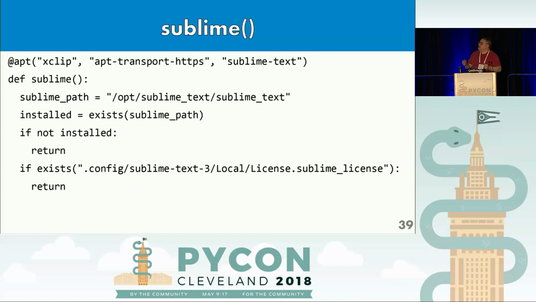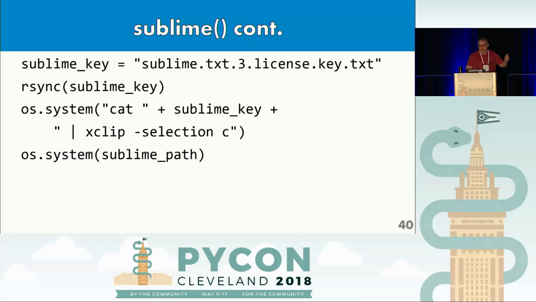Then Sublime, what I do is I look and see, is it installed? Okay. Is the license file installed? And if it isn't, then here's the second part of the function. I download my license file from one of my servers, and I cat it. I run a system shell, I cat it, and pipe that into xclip selection-c. So now my license is on the clipboard, and I run Sublime Text.